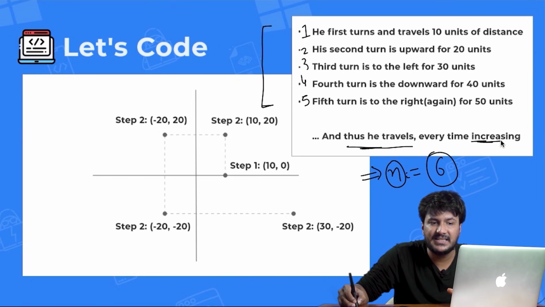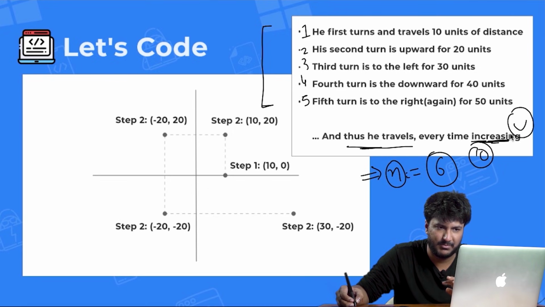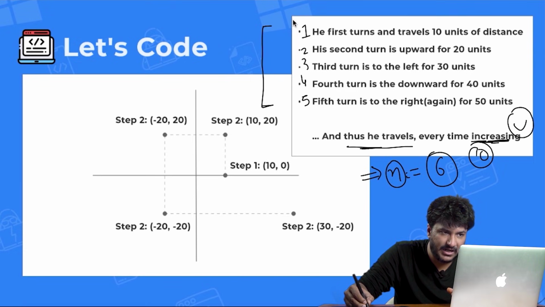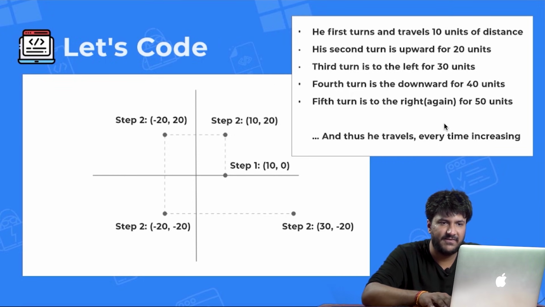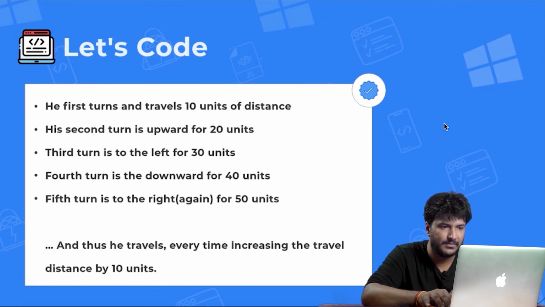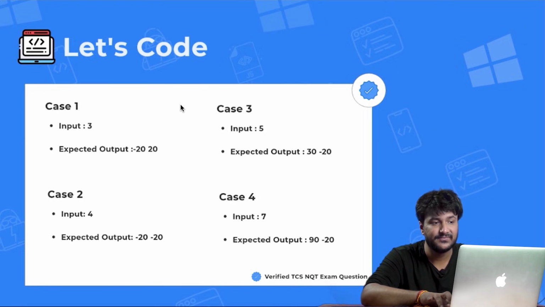Every time increasing by 10. So I will show you, it is not written in this slide, but in the previous slide you will be able to tell. So again he will start from step 1, but this time the distance will not be 10, this time the distance would be 60, because 50 was the previous one. In fact, let me go to the previous slide wherein the whole problem is there, right? And thus he travels every time increasing the travel distance by 10 units. So 50 is at the 5th step, so step 6 would be, rather than 10, it would be 60.